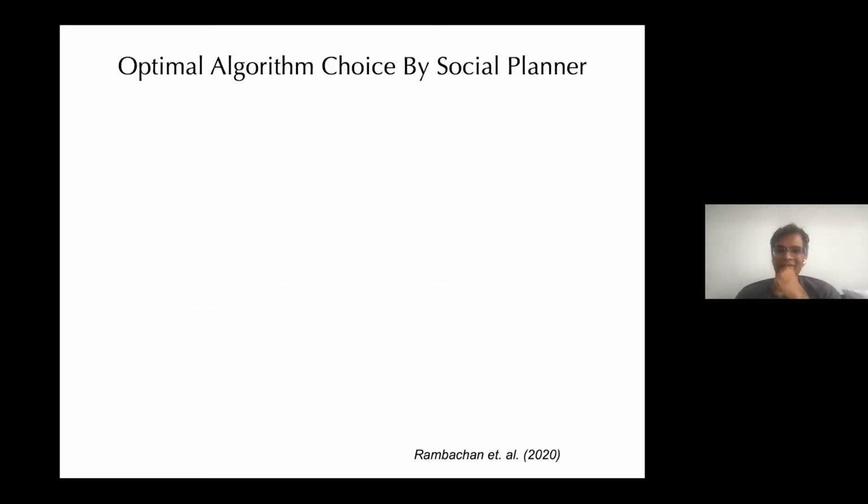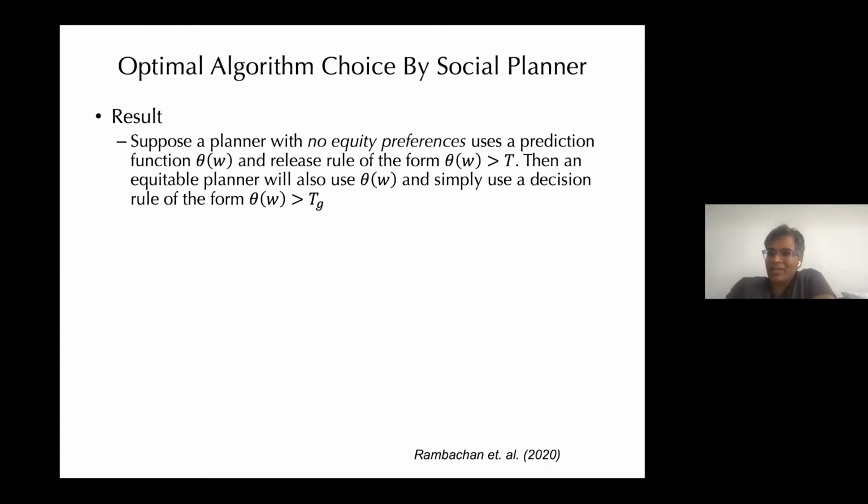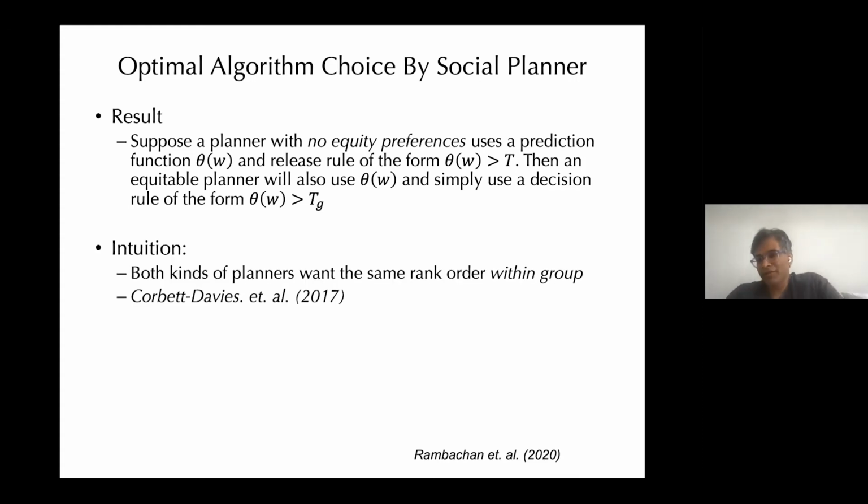Well, it turns out that the optimal algorithm by the social planner is very straightforward. If a planner with no equity preferences uses a prediction function theta of W and a threshold release rule, then an equitable planner should use that exact same theta of W. They should not use a different algorithm. They'll use a different threshold, but they shouldn't otherwise use a different algorithm. It's a very straightforward result to show. And the first instance of it is in this very nice paper by Corbett, Davies et al.